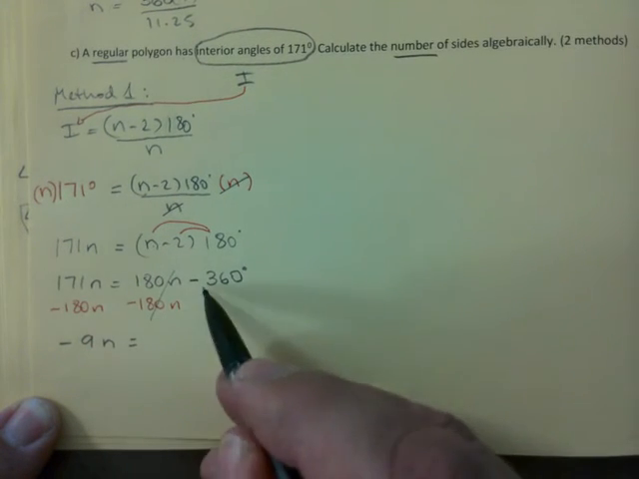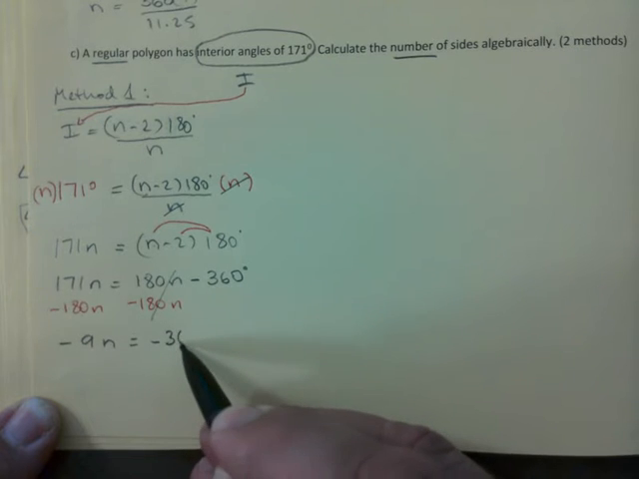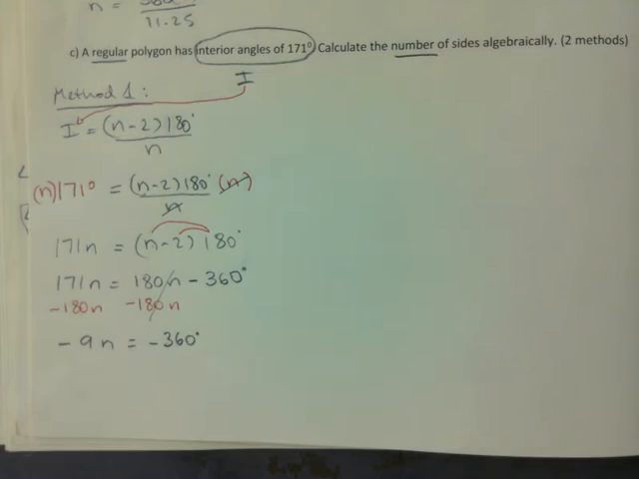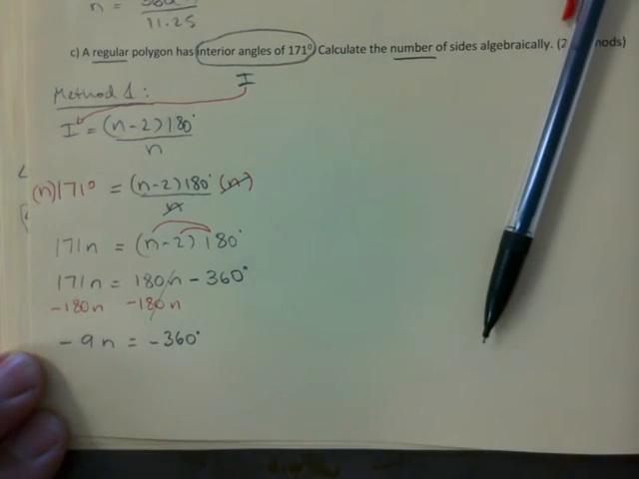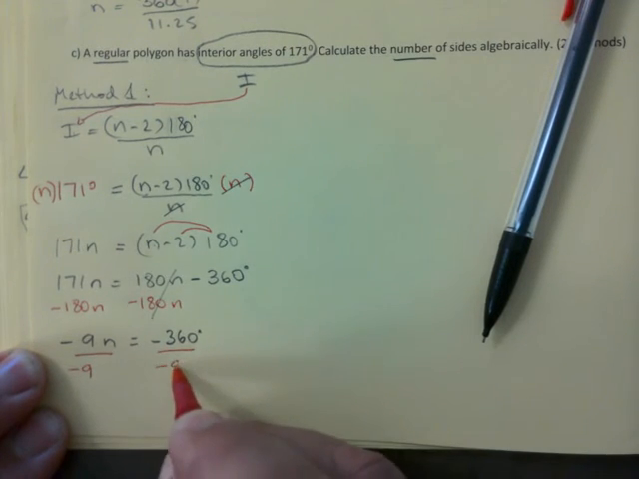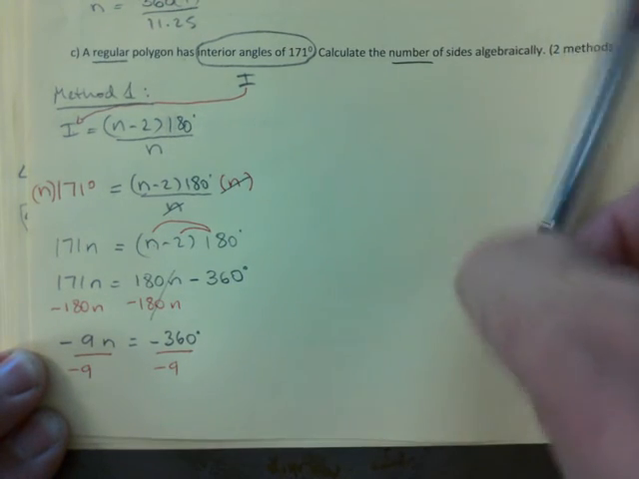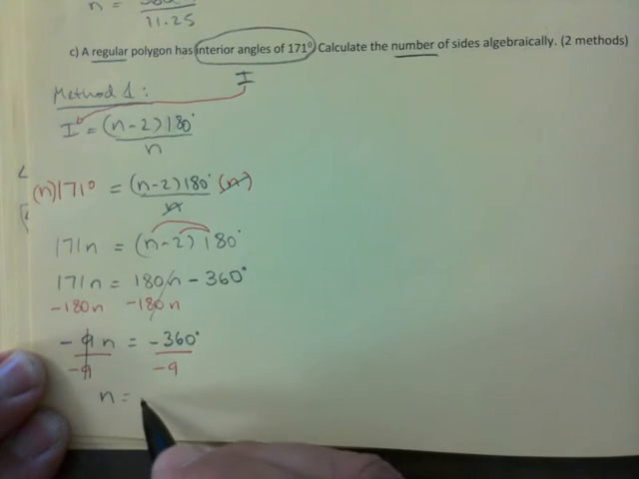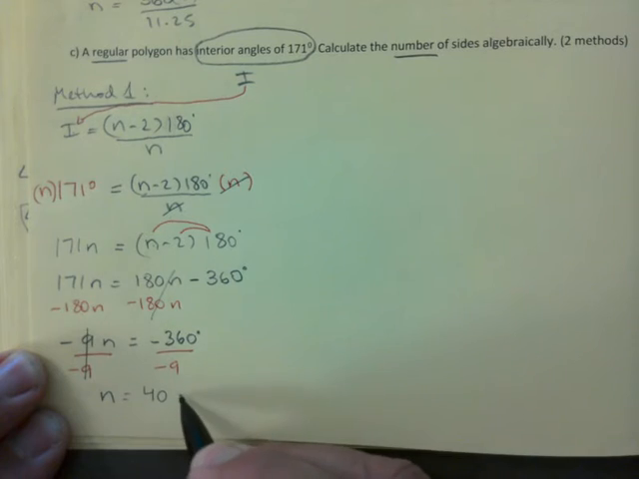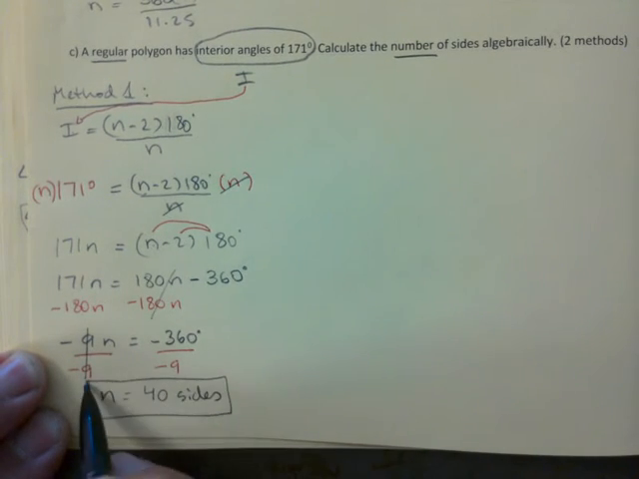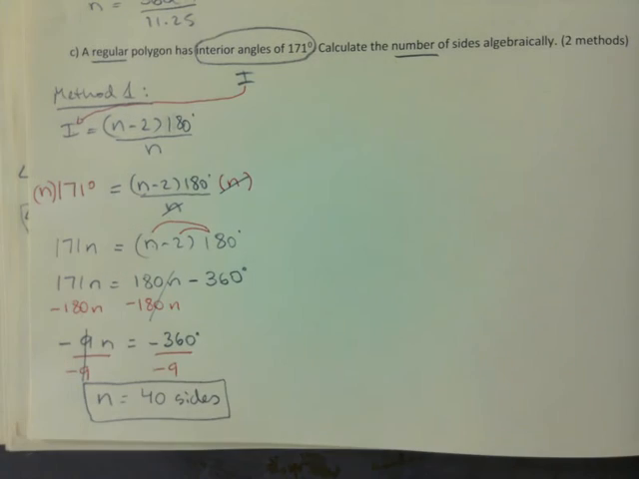This cancels out, so you're left with negative 360 on the other side, which is a good thing that you have negatives on both sides because it will straighten itself out, right? I'm going to divide by negative 9, divided by negative 9. Cancel these out, and you're left with 40. Remember, it's sides, right? When you're solving for n, you're solving for the number of sides.